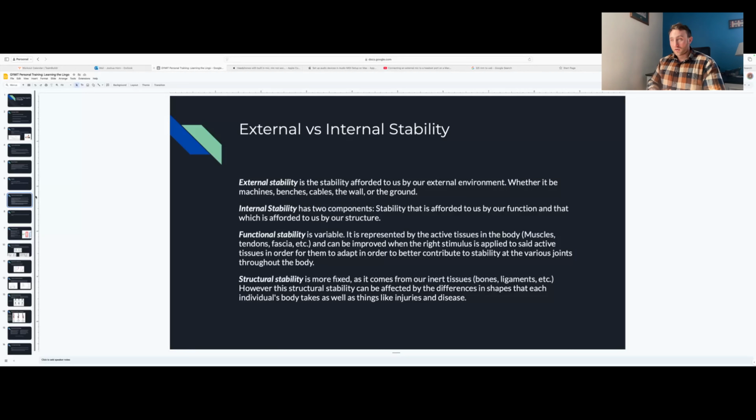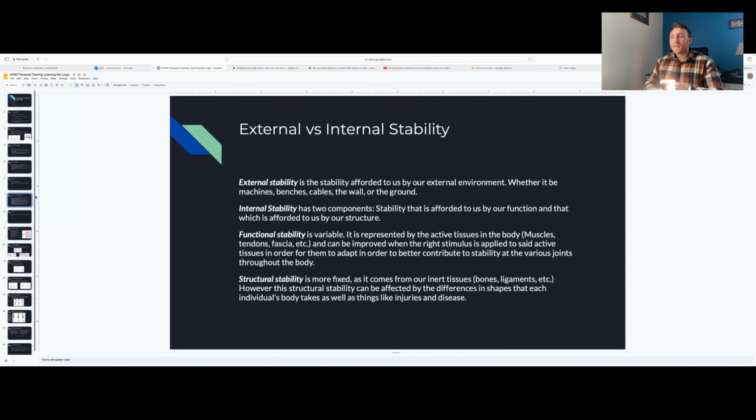Whereas internal stability is going to have two components: stability that is afforded to us by our function, and stability that is afforded to us by our structure. And this is a really big thing to understand. So functional stability is variable, and it's represented by the active tissues in the body. So think muscles, tendons, fascia is a big one there. And it can be improved when we apply the right type of stimulus to those active tissues that forces them to adapt in order to better contribute to stability, to being able to hold and maintain various positions at joints through various points of the body.